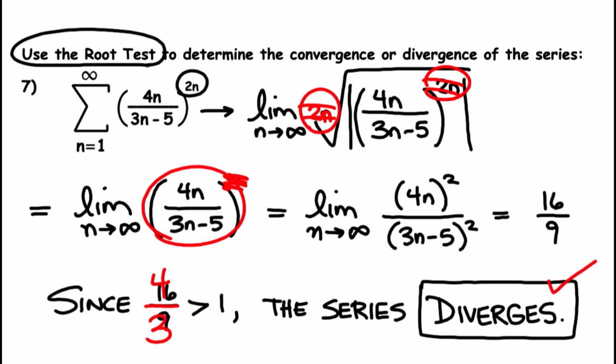So you can use any root that you want in here. You want to use a root that's going to get rid of the exponent. So usually I'll just directly match it. That's the easiest way to go. But I made it just a regular n to prove a point that whether you get 4/3 or 16/9, it's still going to be bigger than 1. It's not going to change your answer of diverging.